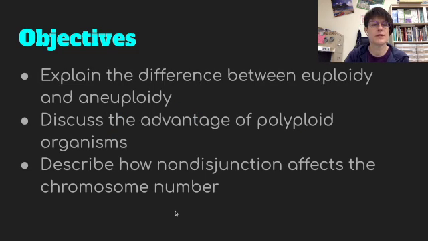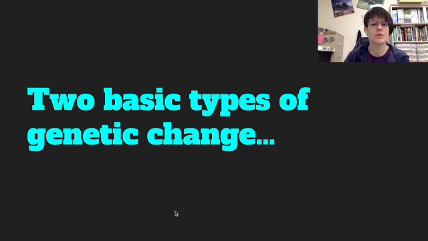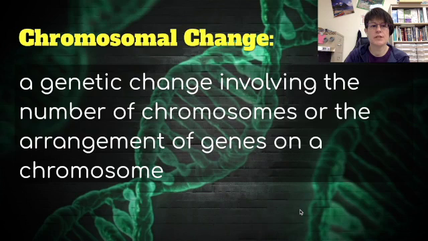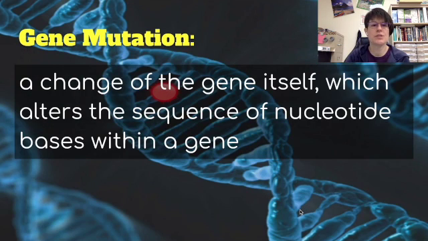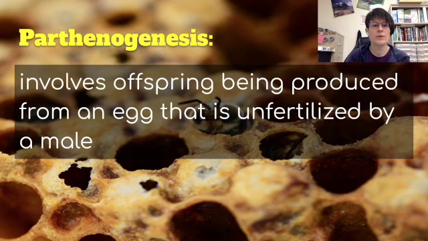So our objectives for this video are to explain the difference between euploidy and aneuploidy, discuss the advantage of polyploid organisms, and describe how non-disjunction affects the chromosome number. So two basic types of genetic change are, the first is chromosomal change. This is a genetic change involving the number of chromosomes or the arrangement of genes on a chromosome. And the second is a gene mutation. This is a change of the gene itself, which alters the sequence of nucleotide bases within a gene. We're going to focus on chromosomal change today.